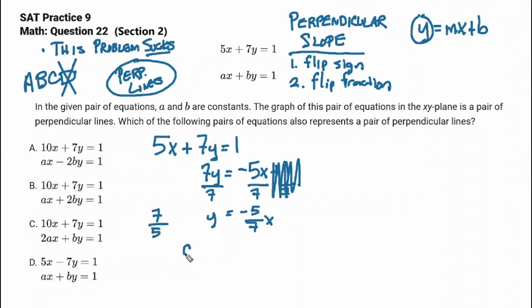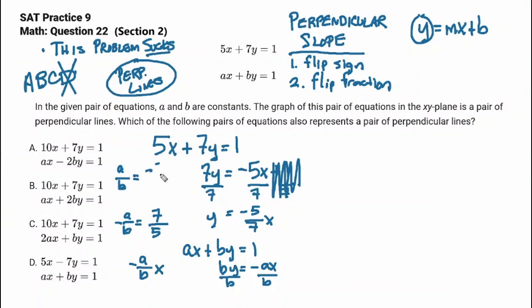So, all right, we're going to do that line. AX plus BY equals 1. Again, we got to get it in this form. So it's BY equals negative AX, and this plus 1 doesn't matter. All we're dealing with is slope. We're going to divide through by B to get y by itself. And we're going to end up with negative a over b x. All right, so negative a over b equals 7 over 5. I don't really like that. What's a over b? A over b is negative 7 over 5.